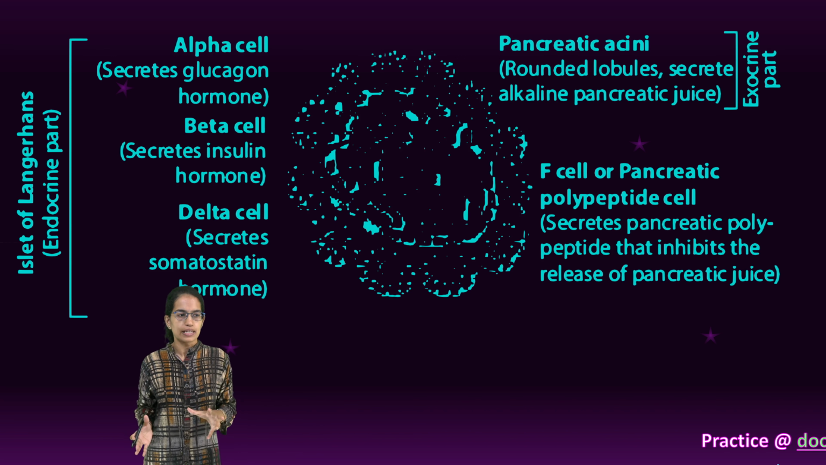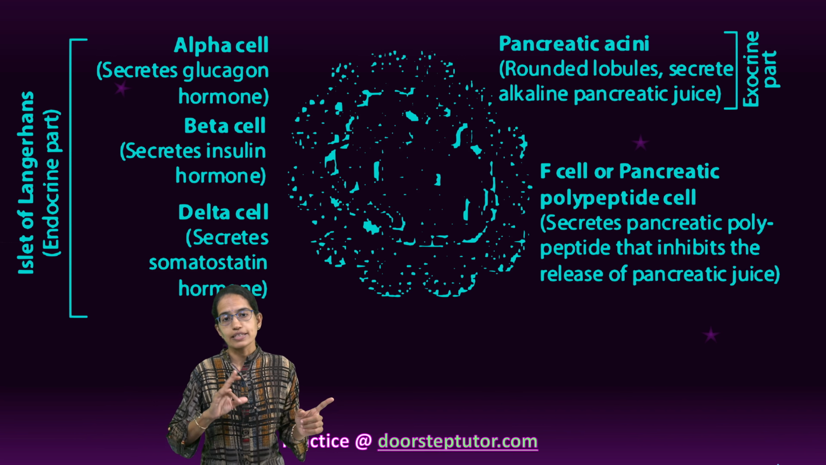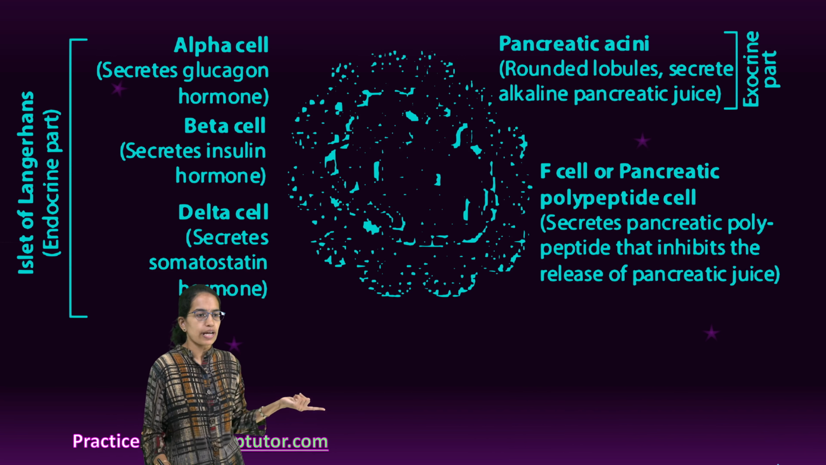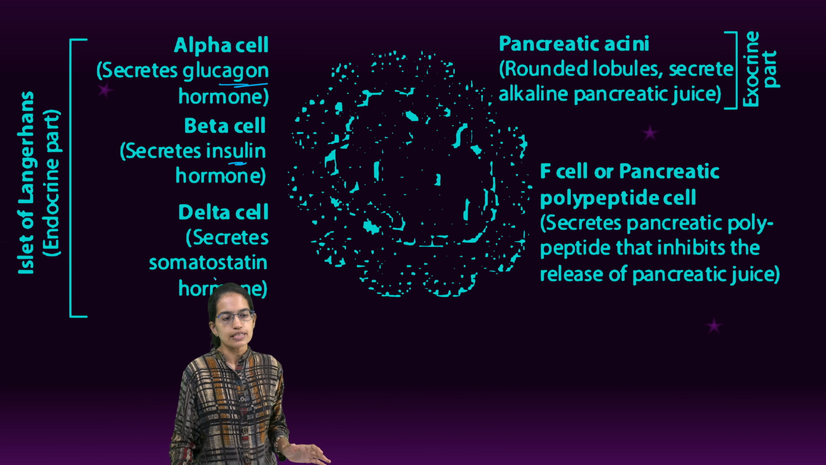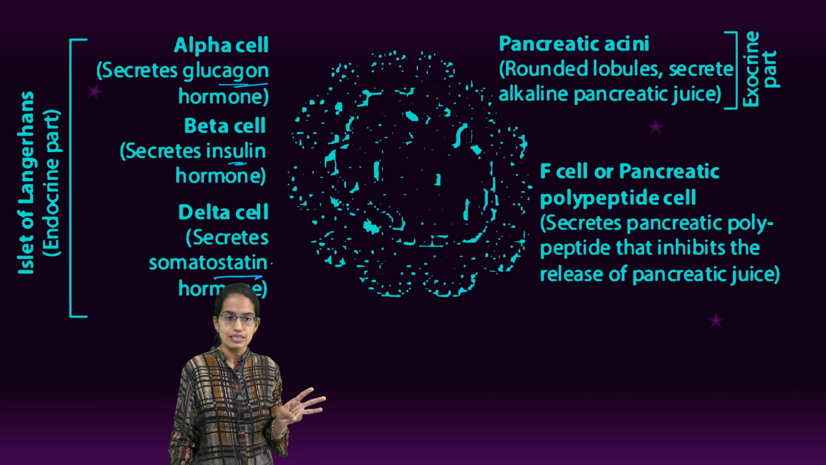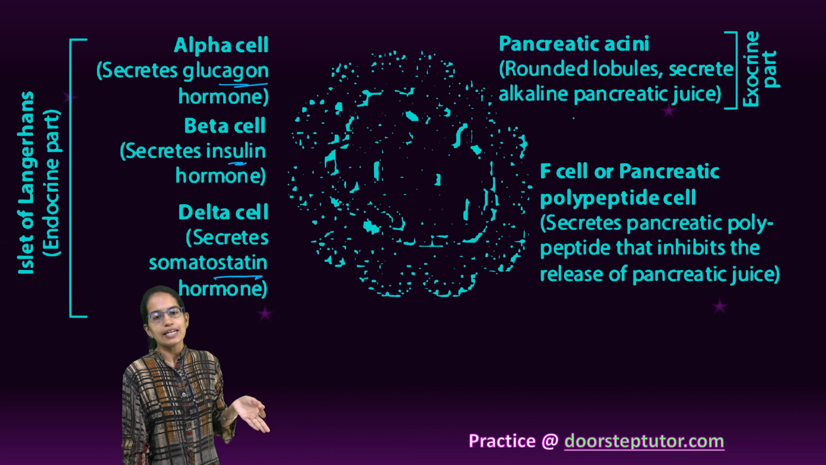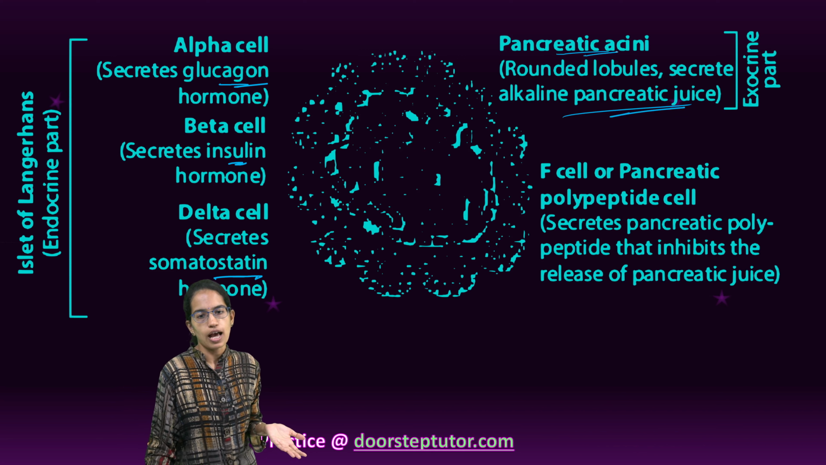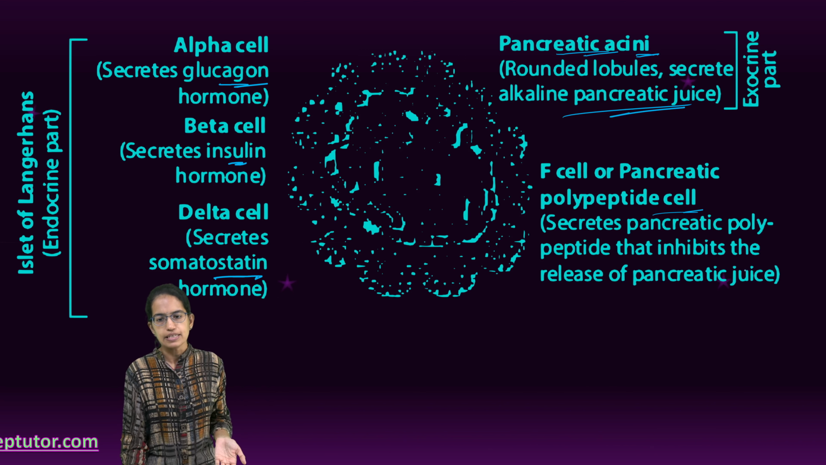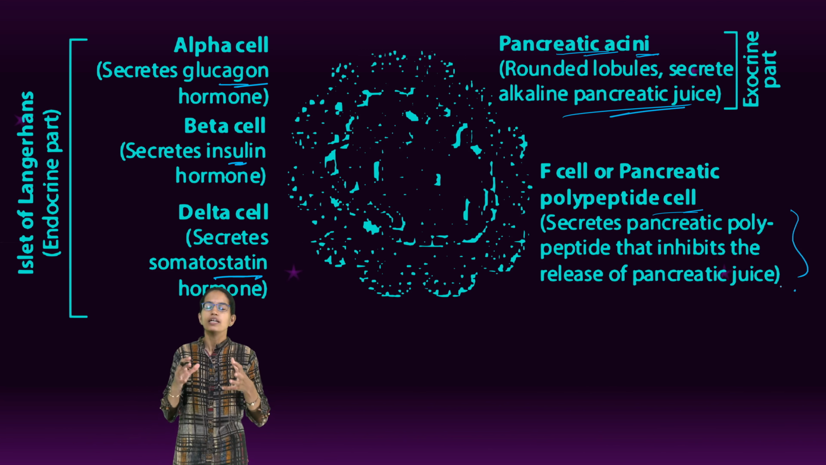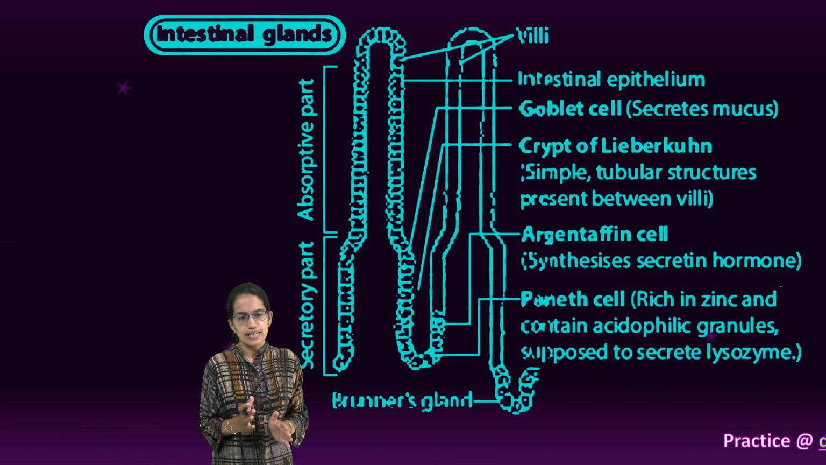The next is the pancreas. Now pancreas is a unique gland which is greyish pink in color and releases exocrine as well as endocrine secretions. So under the endocrine, alpha, beta, delta: alpha releases glucagon, beta releases insulin, delta releases somatostatin. Somatostatin and histamine are also released by argentaffin cells of the gastric gland. From the exocrine part, alkaline pancreatic juice is released and this is known as the pancreatic acini. There are also F cells or pancreatic polypeptide cells that secrete the peptide which controls the release of the pancreatic juice. Right?